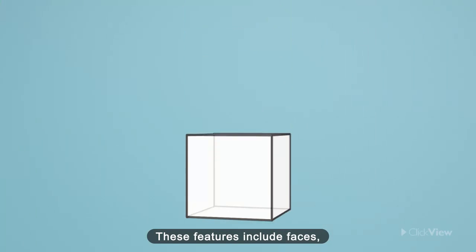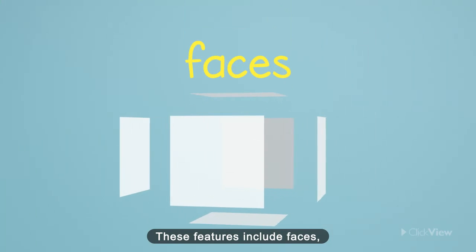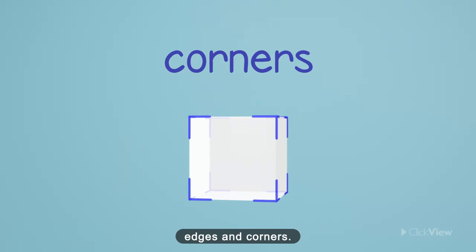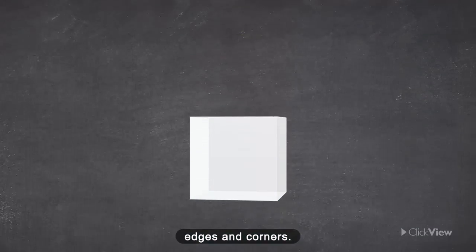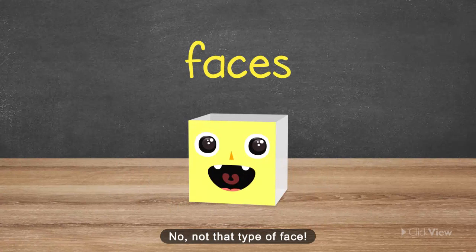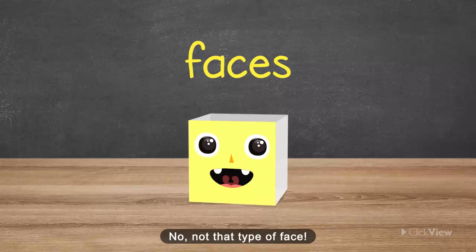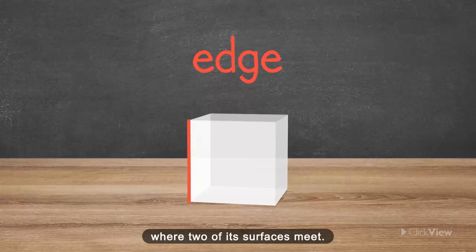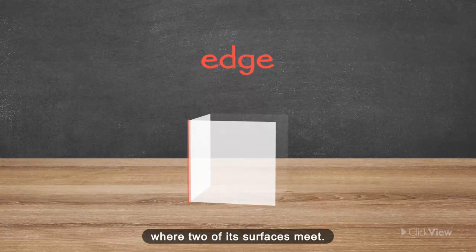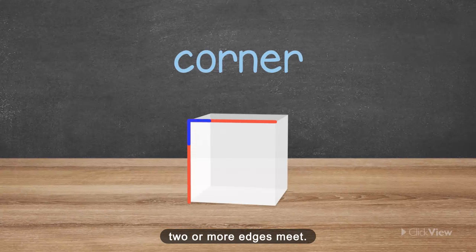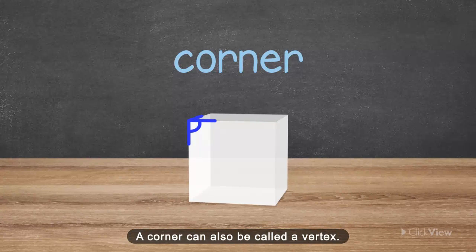These features include faces, edges, and corners. The flat surfaces of a shape are called faces. No, not that type of face. The edge of a 3D shape is the line where 2 of its surfaces meet. And the corner is where 2 or more edges meet. A corner can also be called a vertex.